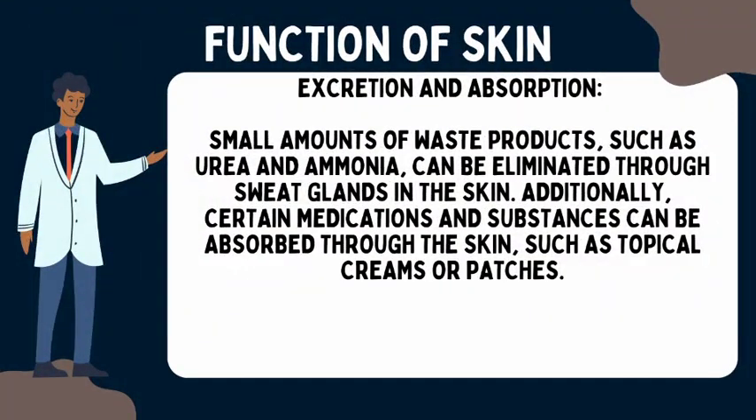Fifth, excretion and absorption. Small amounts of waste products, such as urea and ammonia, can be eliminated through sweat glands in the skin. Additionally, certain medications and substances can be absorbed through the skin, such as topical creams or patches.